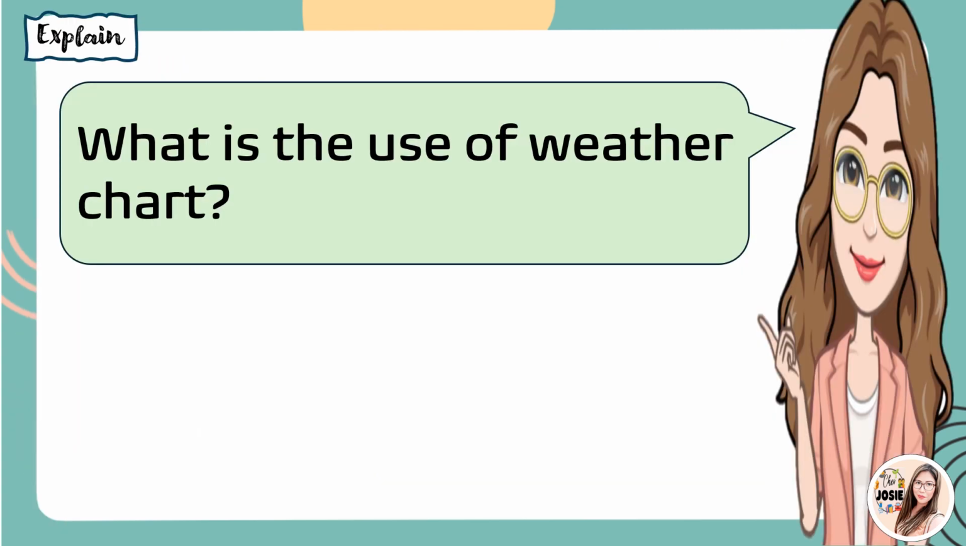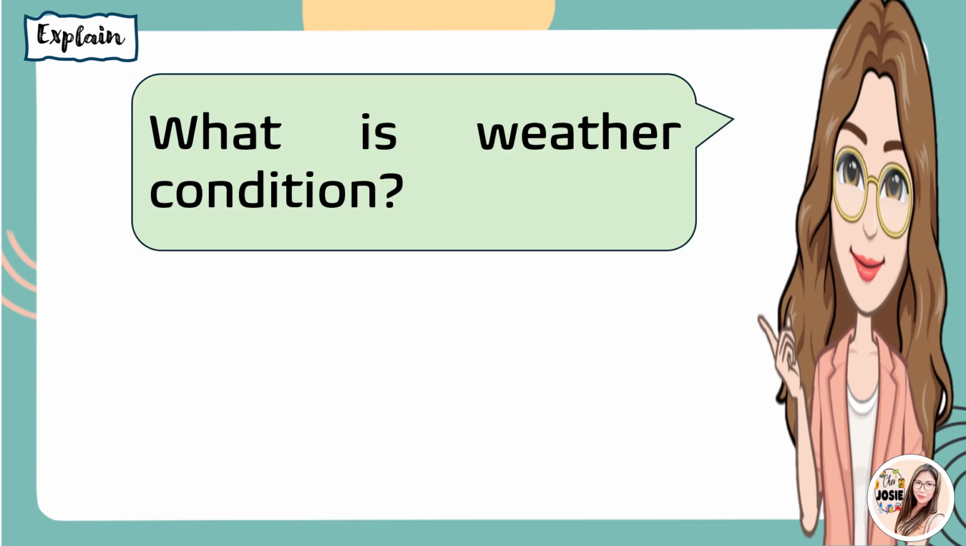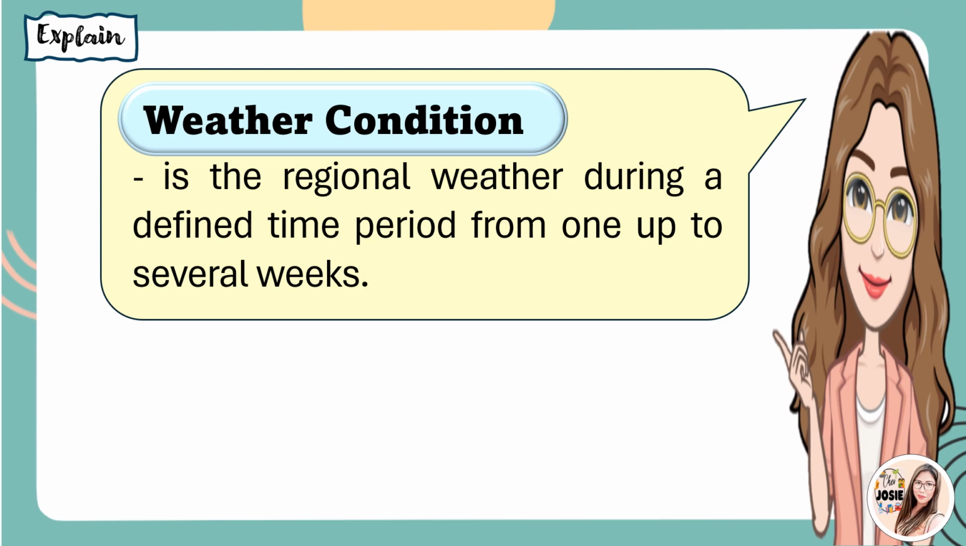Next, what is the use of weather chart? Very good. Weather chart tells about the weather components or elements that determine the weather condition at any given time. What is weather condition? Very good. When we say weather condition, it is the regional weather during a defined time period from 1 up to several weeks.